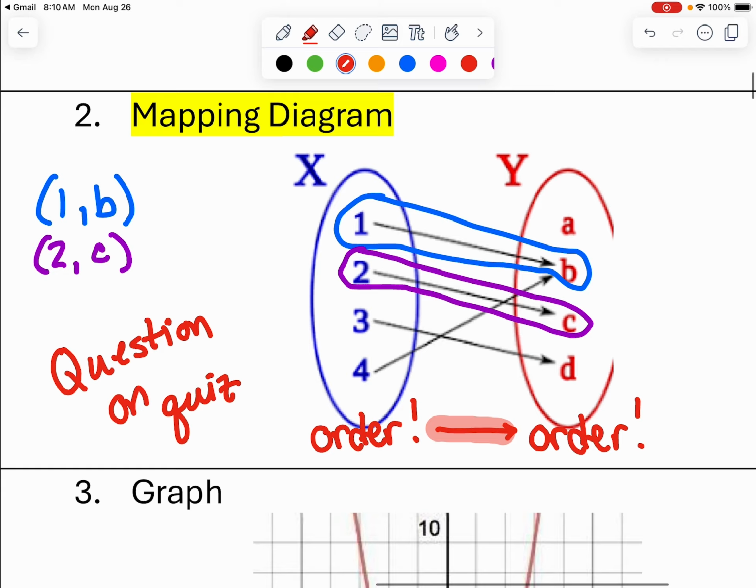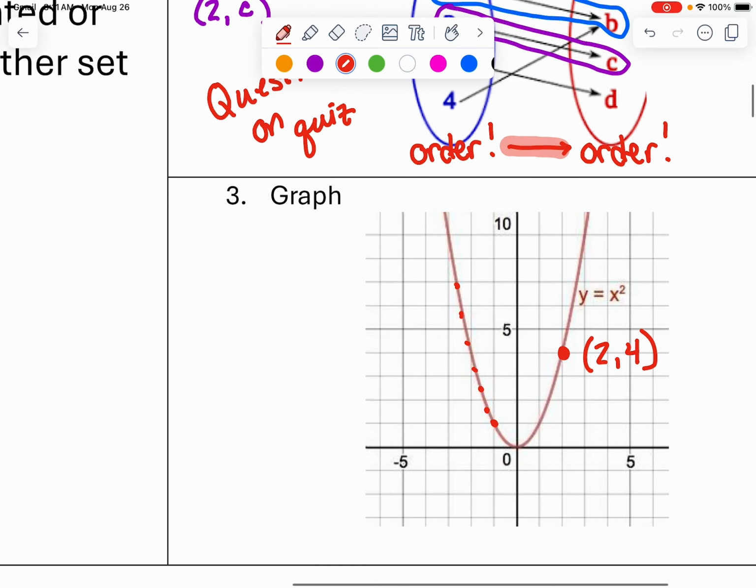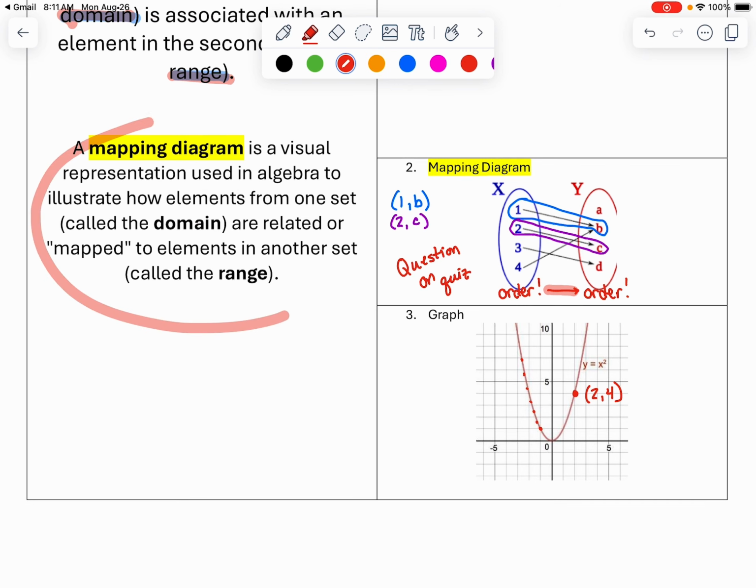Now, a relation could also be identified as simply a graph. Like this is a graph of something called a parabola. So this is, again, just another type of relation that sets each x with a y. So let's take a look. For example, here you go. So really just a set of ordered pairs. Like this one is 2, 4, right? So it's just a culmination of a ton of tiny little points. And in case you need more clarification on what a mapping diagram is, here's the definition of a mapping diagram.